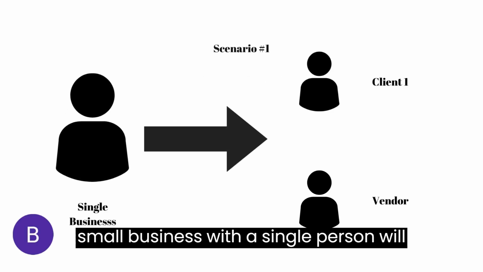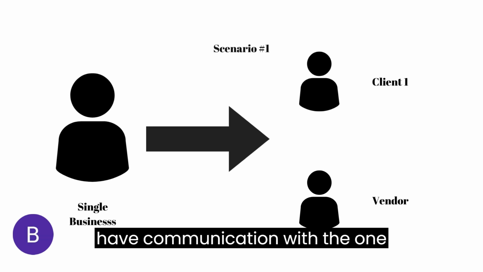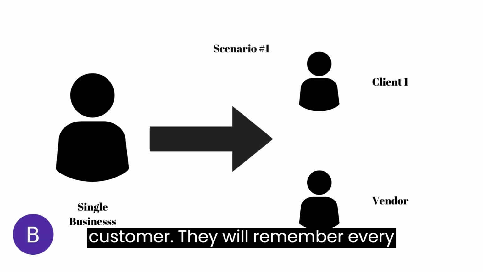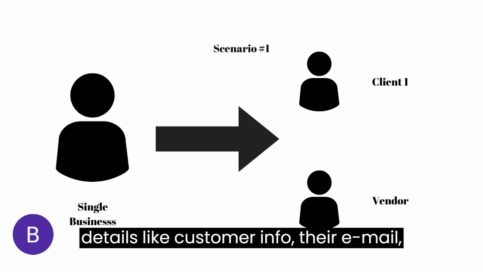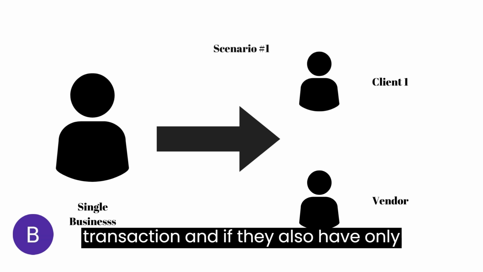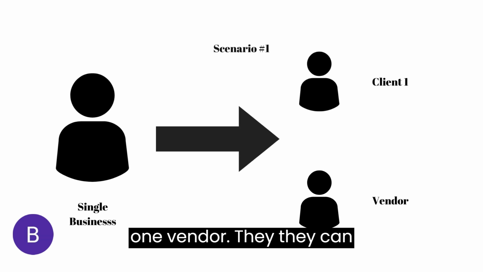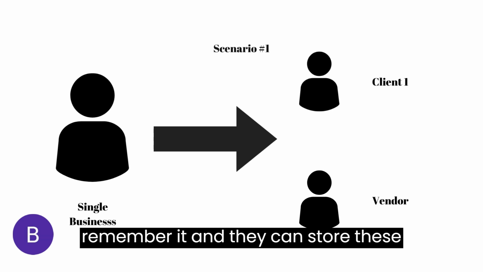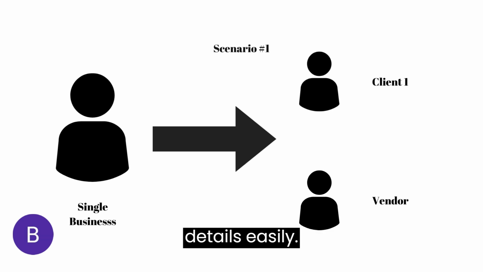A small business with a single person will have communication with the one customer. They will remember every detail, like customer info, their email, maybe the phone number and the transaction. And if they also have only one vendor, they can remember it and store these details easily.